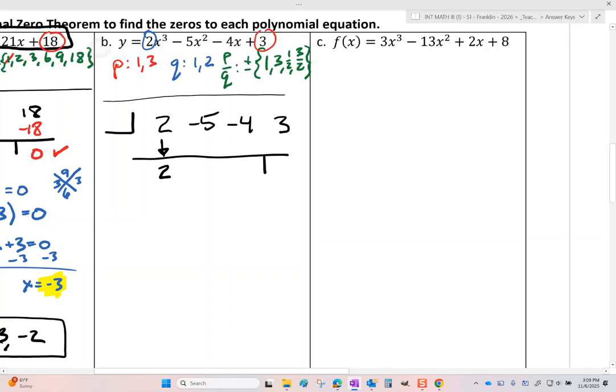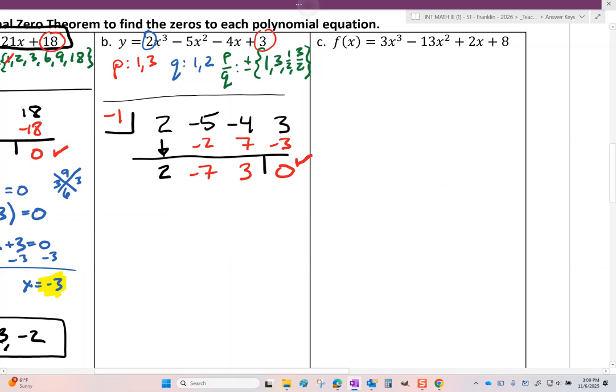And we can begin. So let's try 1. 1 times 2 is 2. We get -3. That's -3. We get -7. That's not going to give us a 0. So let's try -1. -2, that's -7. 7 minus 4 is 3. Times -1 is -3. So we do get 0 here. That means -1 is one of our solutions.